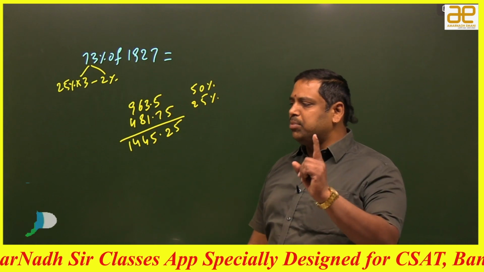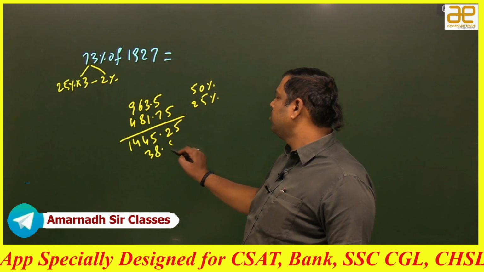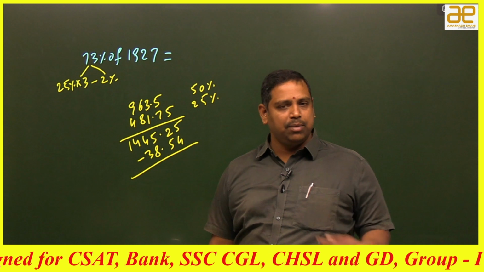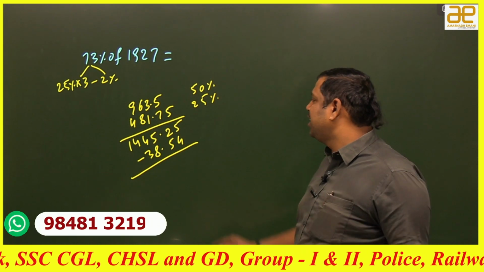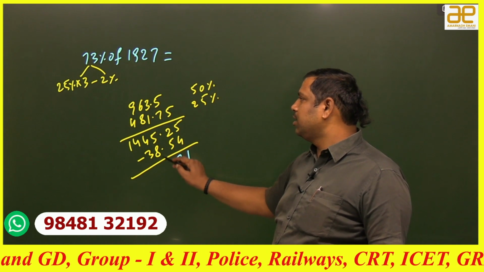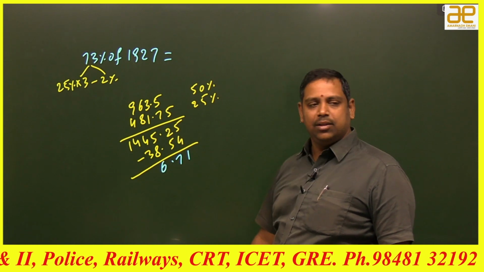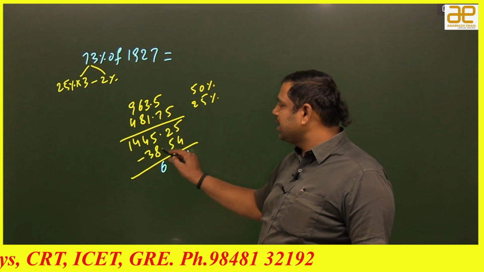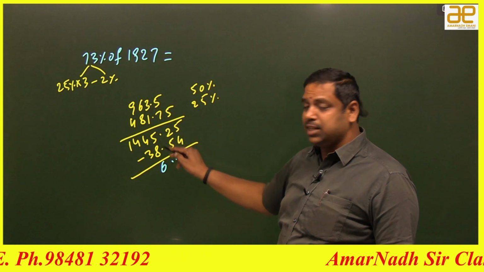2%. 1% is 19.27. 2% means 38.54. Do I have to plus or minus? I will say minus. You should say only minus, okay? Good. It will be 1 and it will be 7 and it will be... you are subtracting 8 minus 5. Later 1 carry means you made it 6 and 8 minus 6.